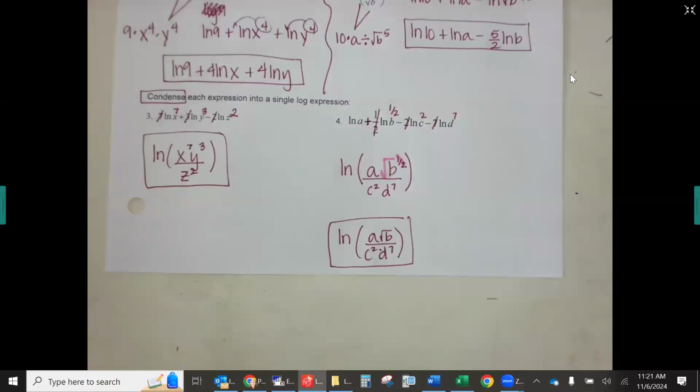Okay, this is the last little bit of your notes for today, and then we'll be done. Now, you can only solve e's and ln's with a calculator. So if you don't have one, anybody need one?